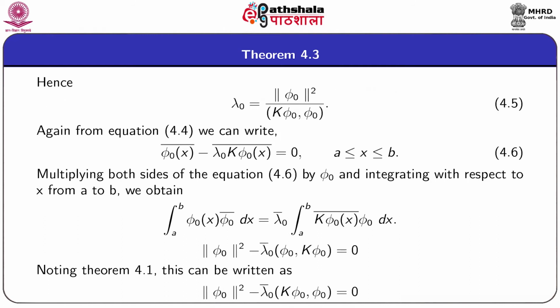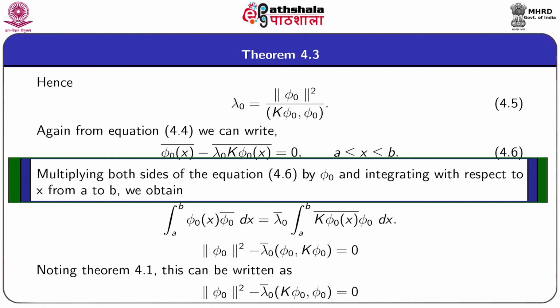So from this we can write the eigenvalue lambda naught equal to norm phi naught square divided by inner product of K phi naught and phi naught, as given by equation 4.5. Again, from equation 4.4, if we take the complex conjugate, then it can be written in the form as given by equation 4.6.